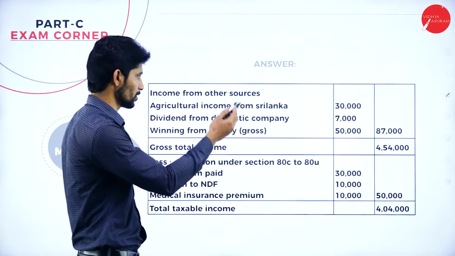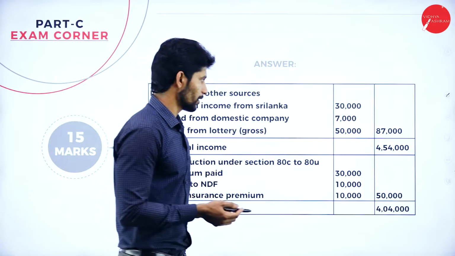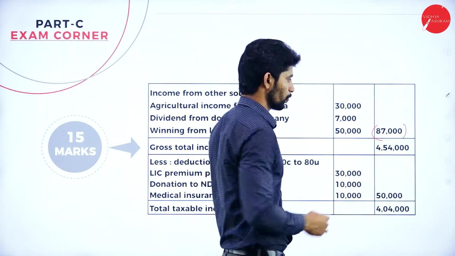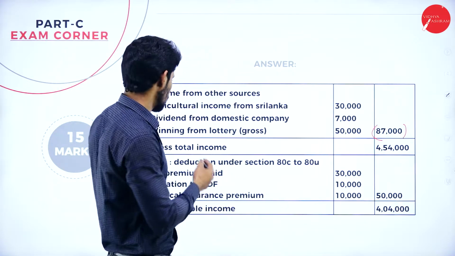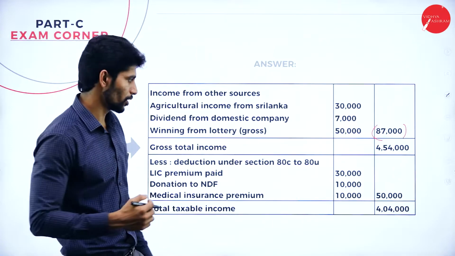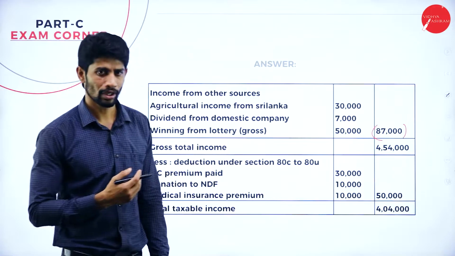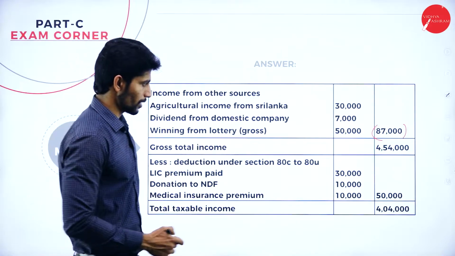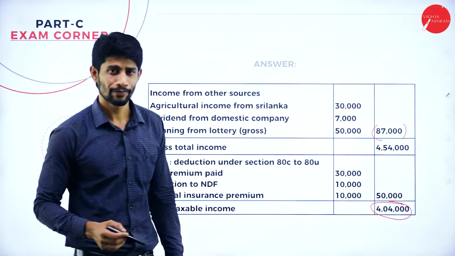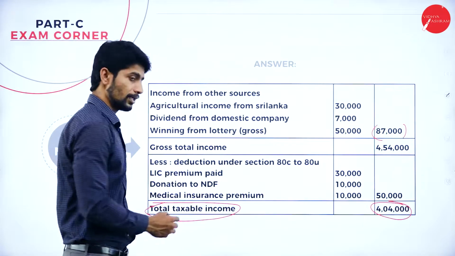Next, other sources. Agriculture income, dividend from domestic company and winning from lottery are given. Yes, total it. And now in the total outer column, you will get 4,54,000. That is called gross total income. Next, give deduction under section 80C to 80U. That is LIC premium paid, donation, medical insurance premium and all. So totally it comes to 50,000. Deduct 50,000, you will get the balance of 4,04,000. That is called total taxable income.